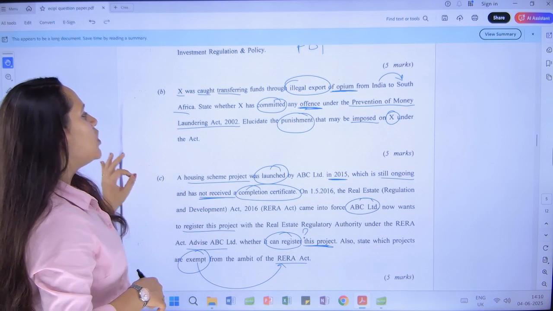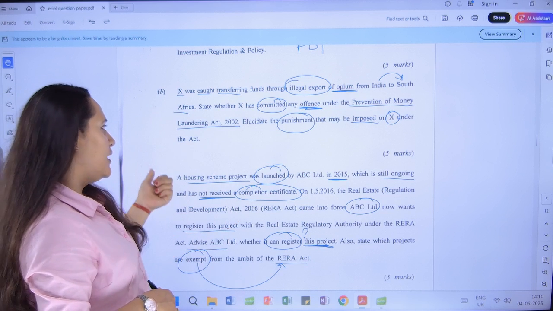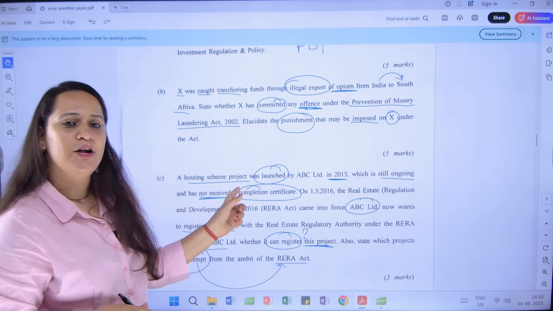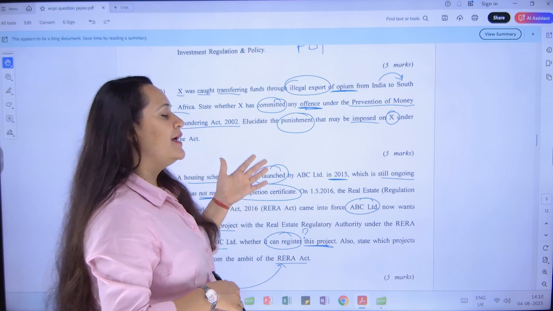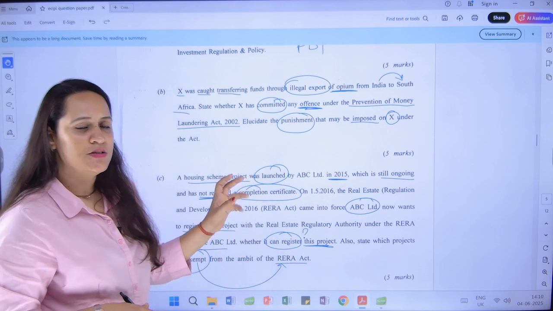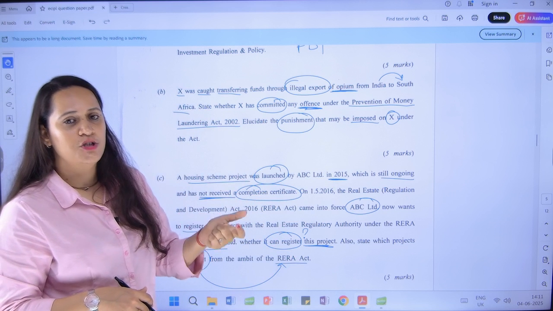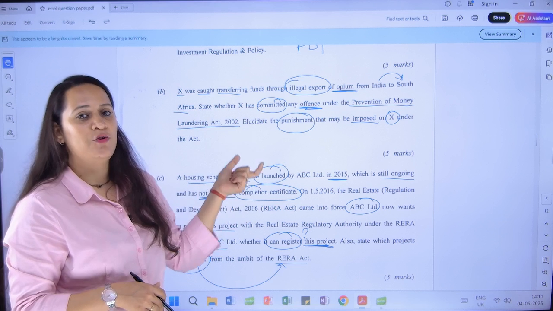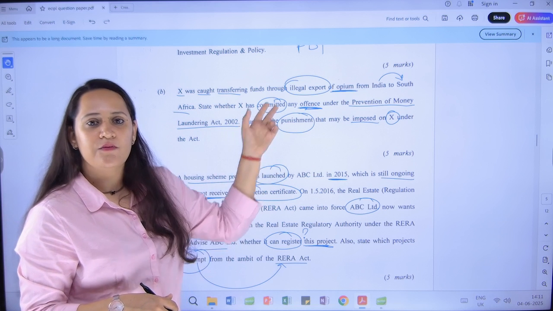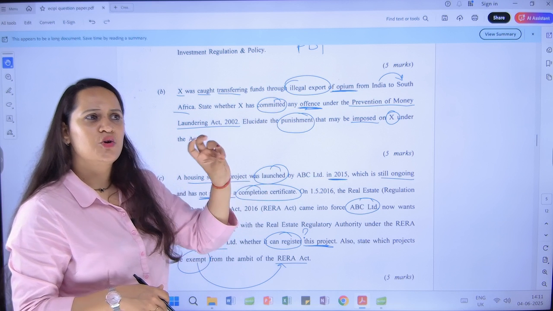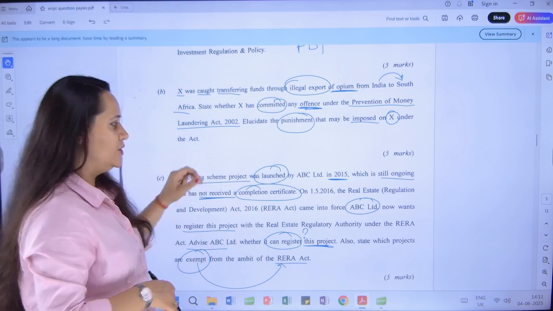Next. X was caught transferring funds from illegal exports of opium from India to South Africa. State whether X has committed any kind of offence under the Prevention of Money Laundering Act. What is the punishment that can be imposed on X? So direct question they are asking. They've given a situation, one practical approach is, does that offence classify as an offence under the Prevention of Money Laundering Act? If it does, what is the punishment that can be given for this offence that has been committed? So slightly yes, applicability of mind is required for this particular question.